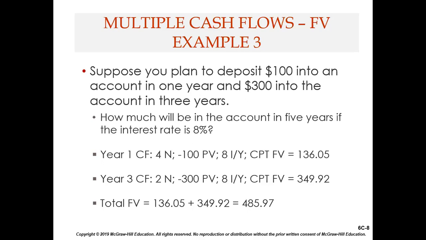Normally, we make a deposit at time zero, but that's not what's happening here. It's saying you plan to deposit 100 into an account in 1 year. So it's really the beginning of year two or end of year one. So I'm going to put $100 either above or below my end of year one vertical line on my timeline, I should say, and $300 in the account in 3 years. So that's the end of year three.